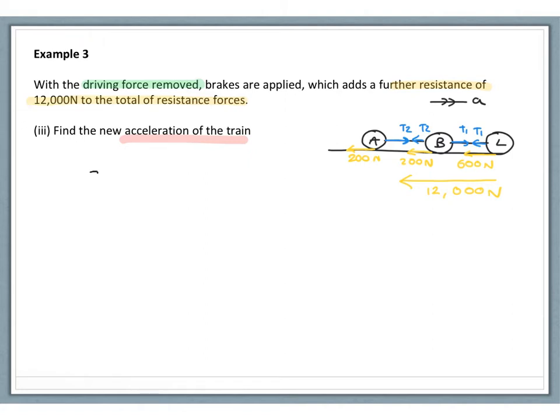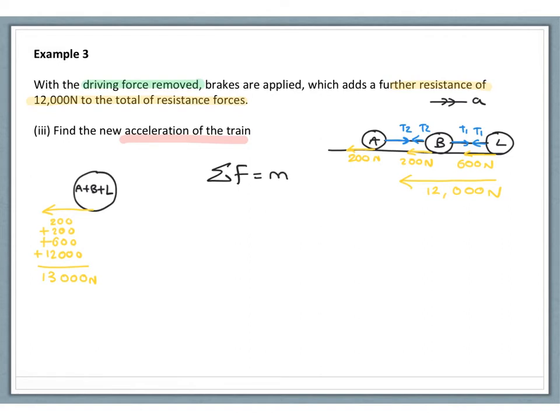So if I treat the system as a whole, I then have effectively one large particle, which is A, B and L combined together. The forces acting on it, well, we have effectively a huge resistance force, which is comprised of the 200, the 600, and the 12,000 together, which gives me an overall resistance of 13,000 newtons. We have no forwards forces acting. The individual tensions would cancel each other out when you combine all 3 particles together. So let's use F equals ma.